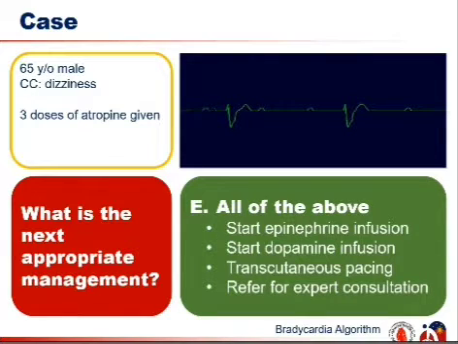The answer is all of the above. If atropine is ineffective, you may start dopamine or epinephrine as infusion or transcutaneous pacing. The patient should be prepared for transcutaneous or transvenous pacing, and expert consultation should be obtained. If you answered correctly, then good job!